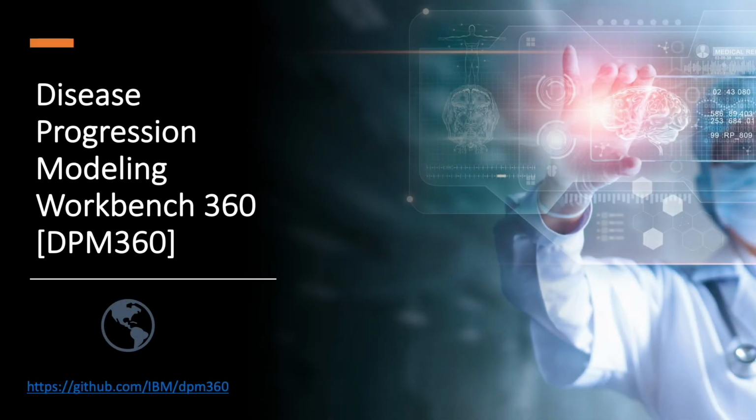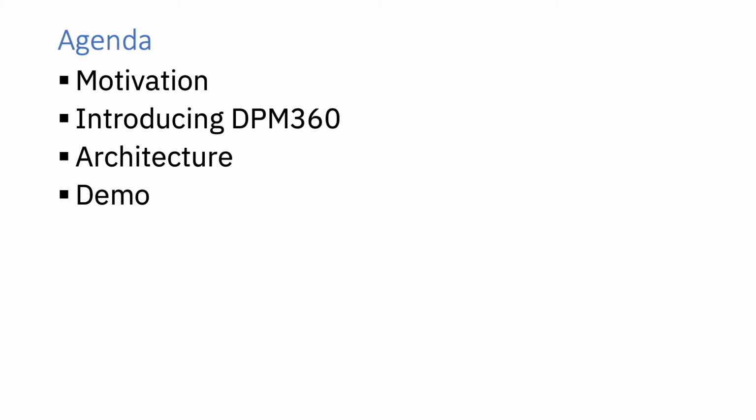Hi everyone. In this demonstration, we introduce Disease Progression Modeling Workbench 360, also known as DPM 360. It is an open source project. It is an easy to install system that helps research and development of disease progression models. In this demo, we will go through the motivation for the DPM 360, give a brief introduction, and we will jump into the demo.